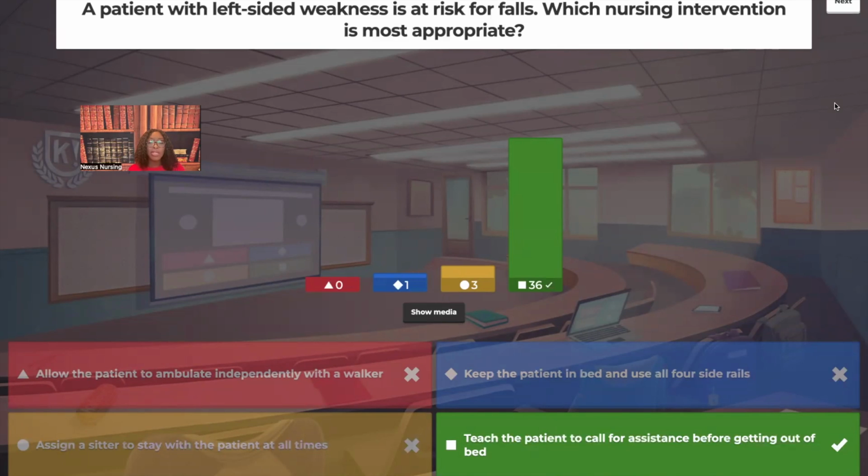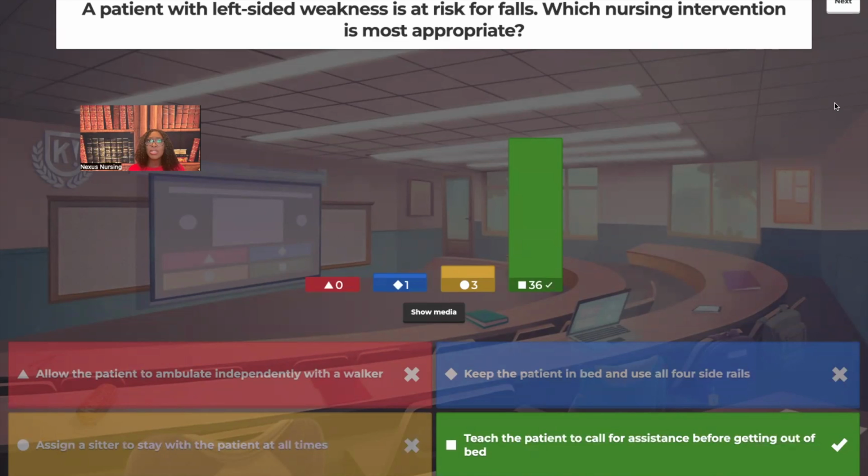Allow the patient to ambulate independently with the walker. Yeah, you definitely want them to fall. Next, keep the patient in bed and use all 4 side rails. You are restraining that patient illegally. Absolutely not. Next, assign a sitter to stay with the patient at all times.